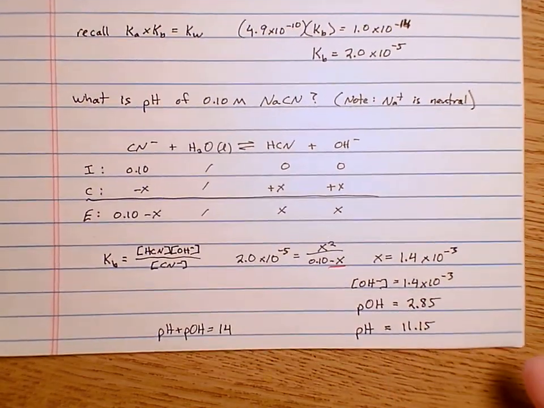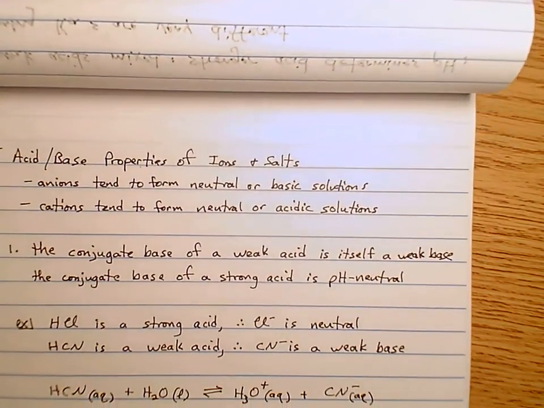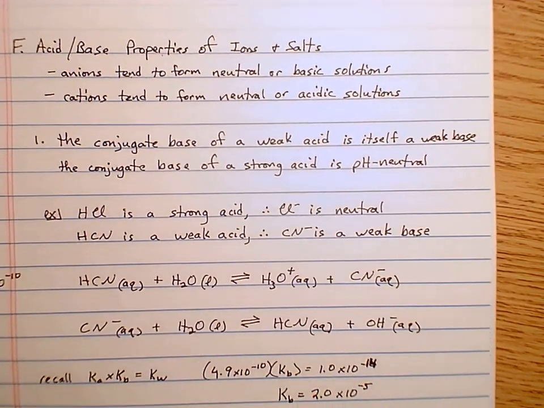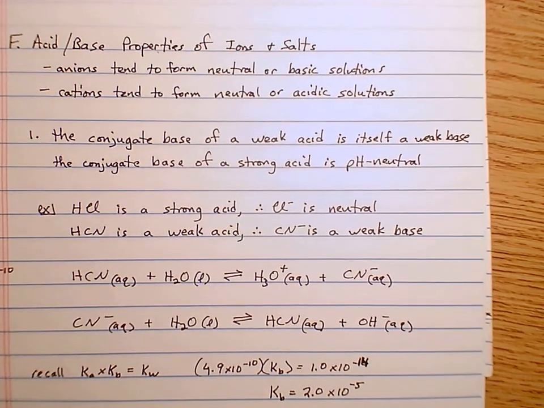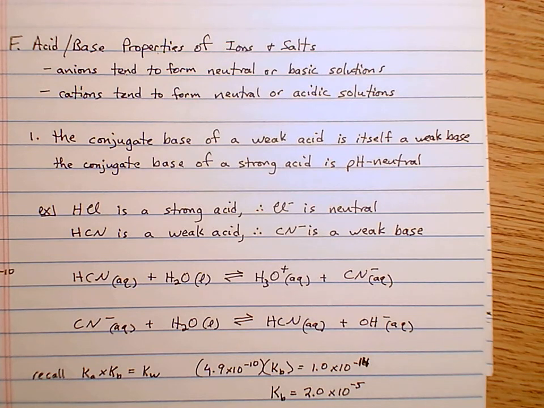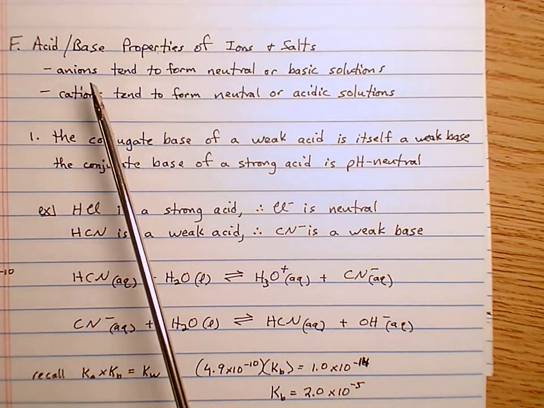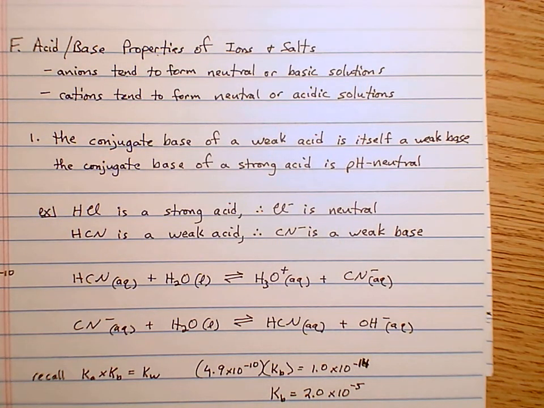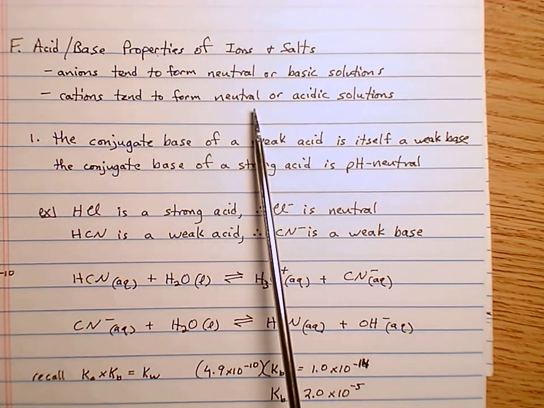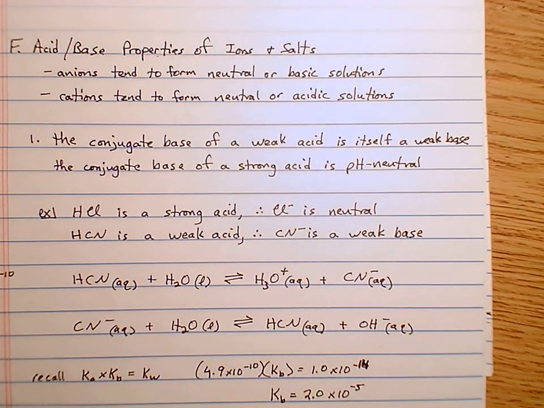Moving on. Let's look at the acid-base properties of ions and the acid-base properties of salts, ionic compounds. All right, just a few general notes. Anions tend to form neutral or basic solutions. We're going to look at that in a bit. Cations tend to form neutral or acidic solutions. So if you have just an anion, it tends to be basic, could be neutral. Cations tend to be acidic or could be neutral.